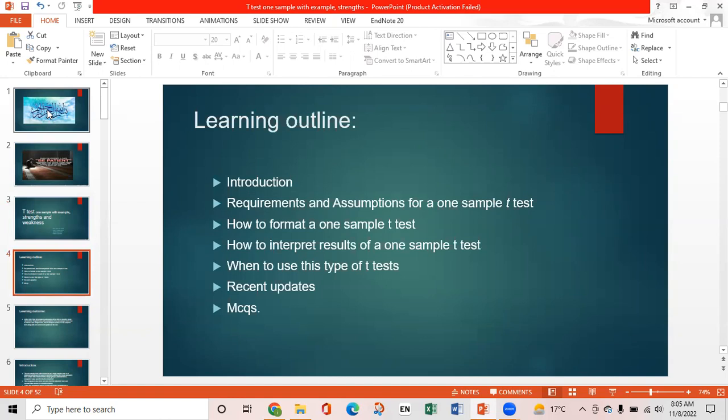Learning outlines of the presentation are introduction, requirements and assumptions of one sample t-test, how to format a one sample t-test, how to interpret results of one sample t-test, when to use this type of t-test, recent updates, and MCQs at the end.